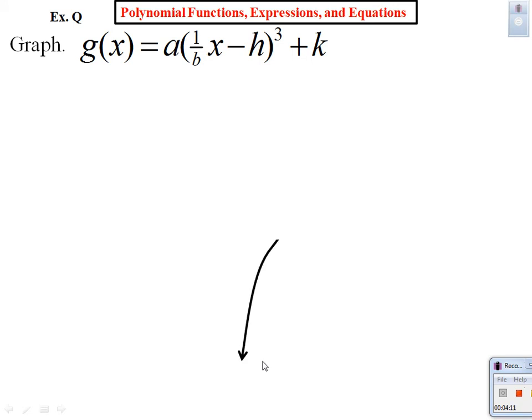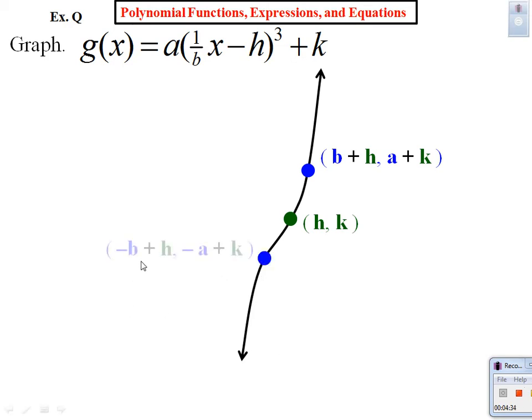Here it goes. Here's the cubic function. What is my vertex? (h, k). The point above the vertex is this: (b + h, a + k). That's this point. That means a point below the vertex would be (-b + h, -a + k). Why negative? Because they're below the vertex, which we assume is what? Negative.